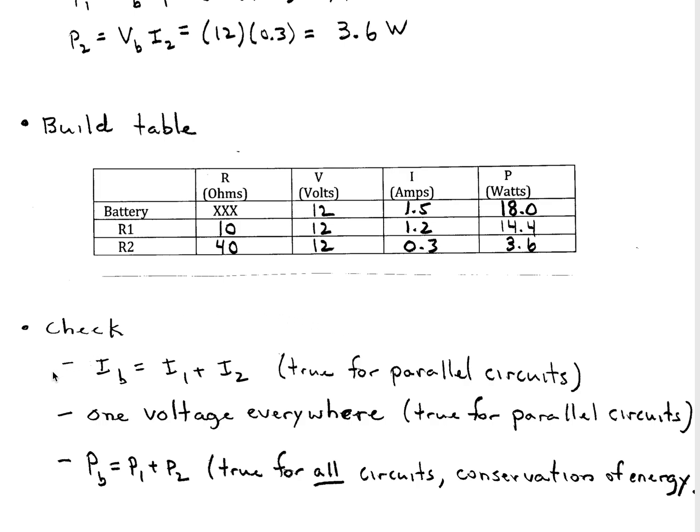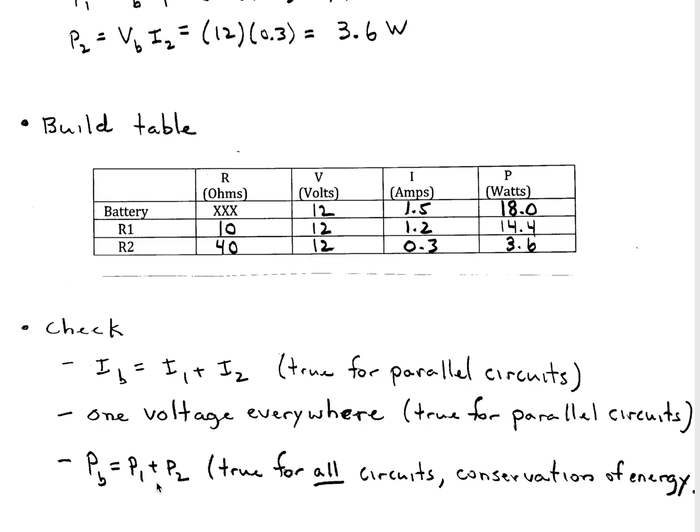Let's remember the two truths that we began with. The first is that the current from the battery is equal to the sum of the current through the resistors. Notice that the sum of the current through the resistors does in fact equal the current from the battery. Second, in a parallel circuit, there is only one voltage. And yes, we have the same voltage on the battery and all the resistors.